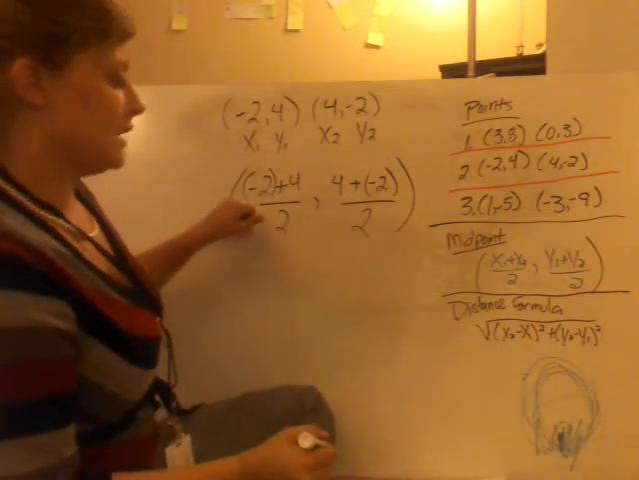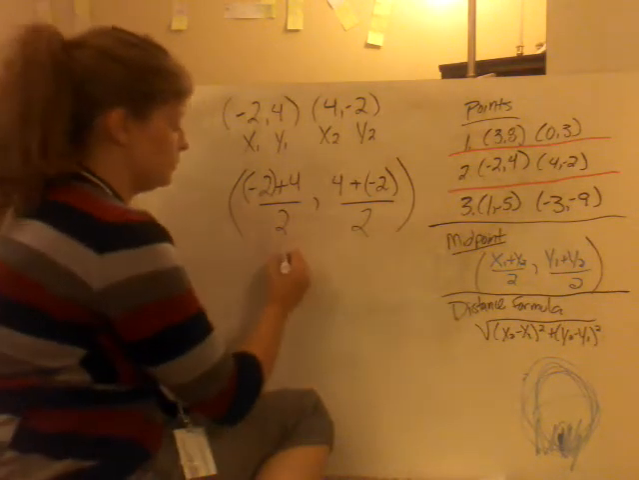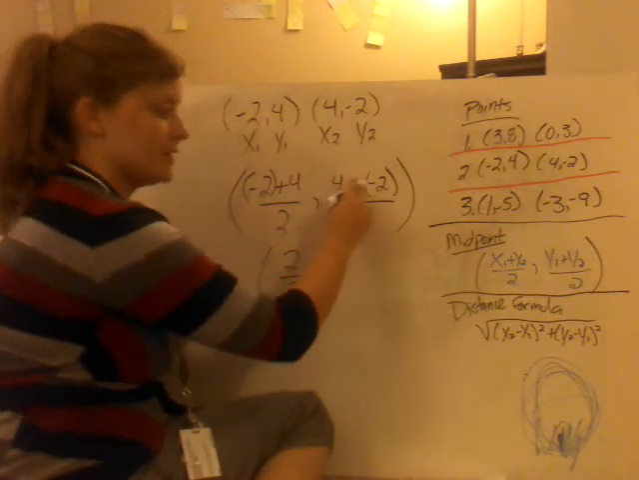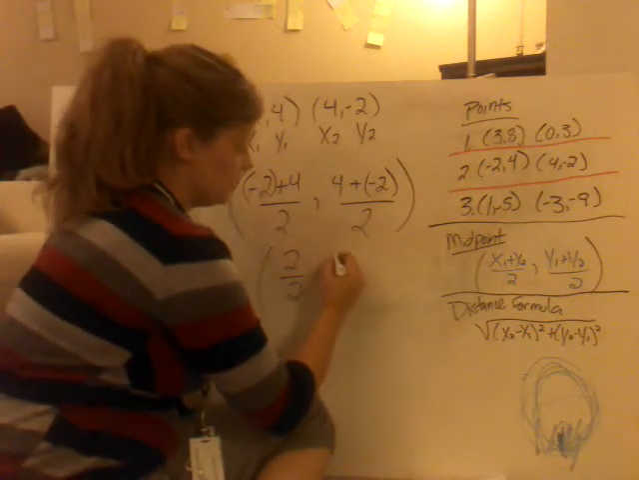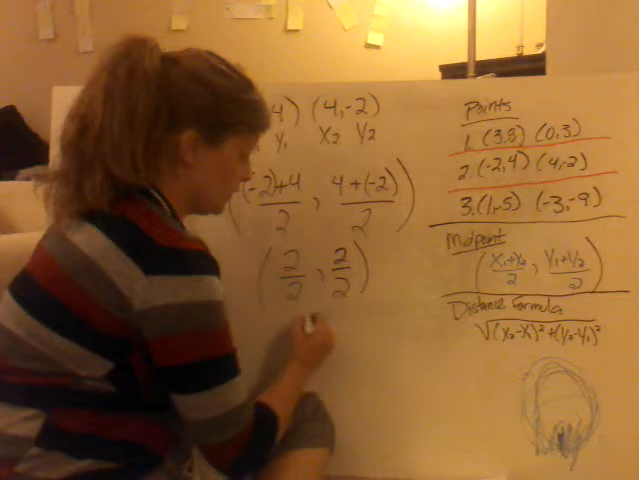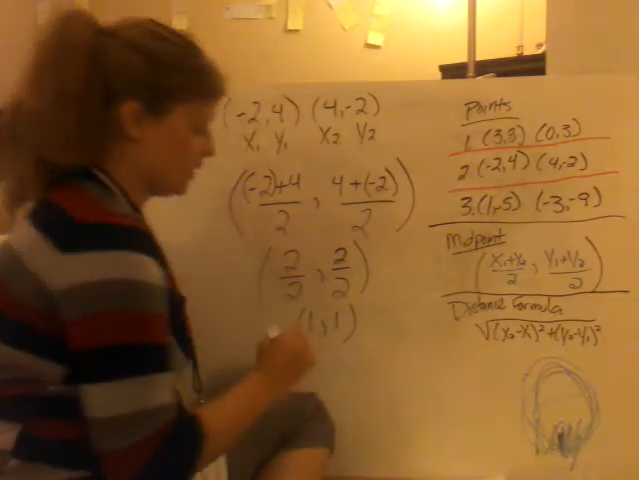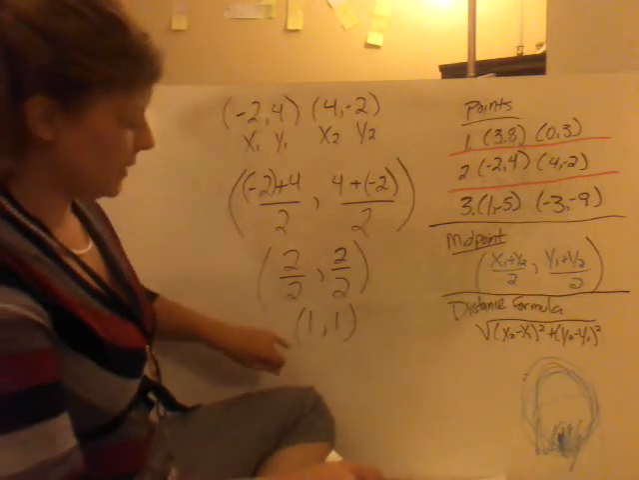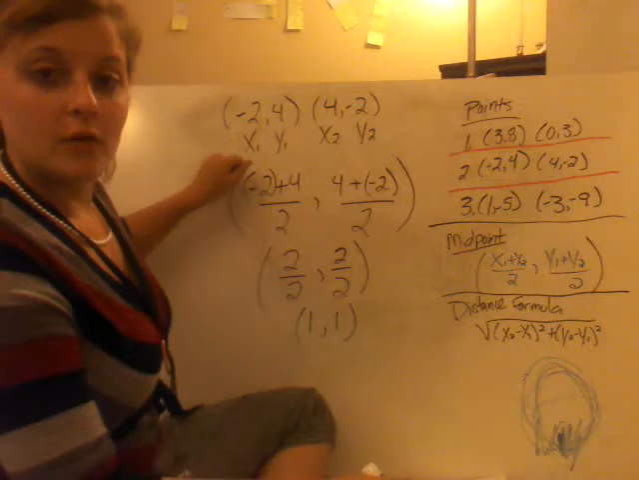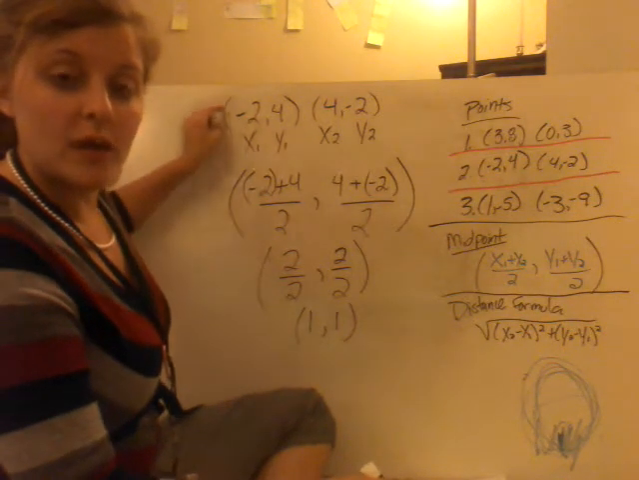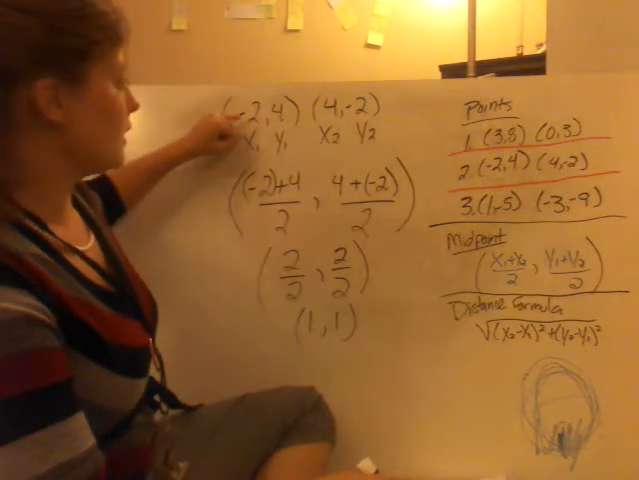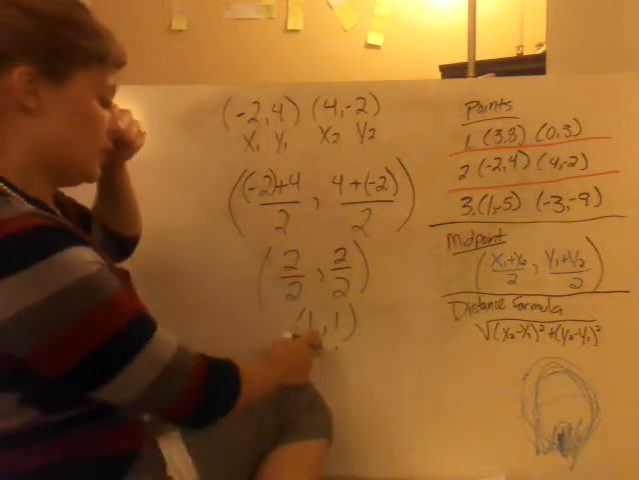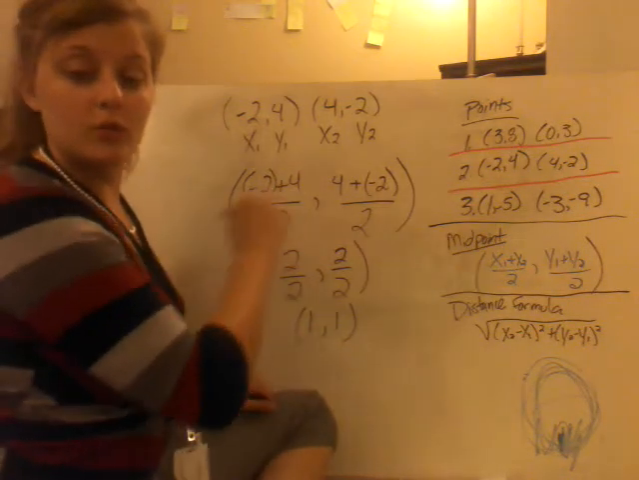Alright, so a -2 plus 4 is a +2 divided by 2. 4 plus a -2 is 2 divided by 2. So 1, 1. Nice little face. Alright, so we can make our comma a little smaller there. But the midpoint for these two different coordinates, remember these are called coordinates, when it has an x and a y value, that is a coordinate. -2, 4, and 4, -2 is 1, 1. So this point is exactly between both of those 2 points.